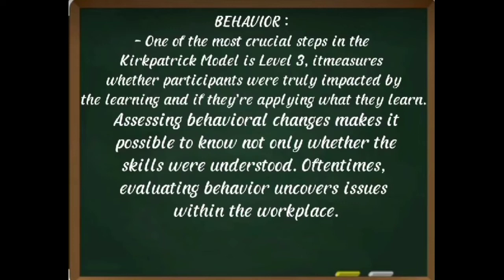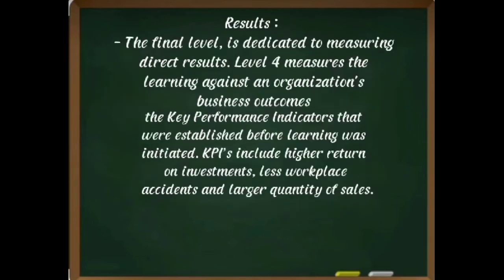Assessing behavioral changes makes it possible to know not only whether the skills were understood. Oftentimes, evaluating behavior uncovers issues within the workplace. The final level is dedicated to measuring direct results. Level 4 measures the learning against an organization's business outcomes, the key performance indicators that were established before learning was initiated. KPIs include higher return on investments, fewer workplace accidents, and larger quantity of sales.